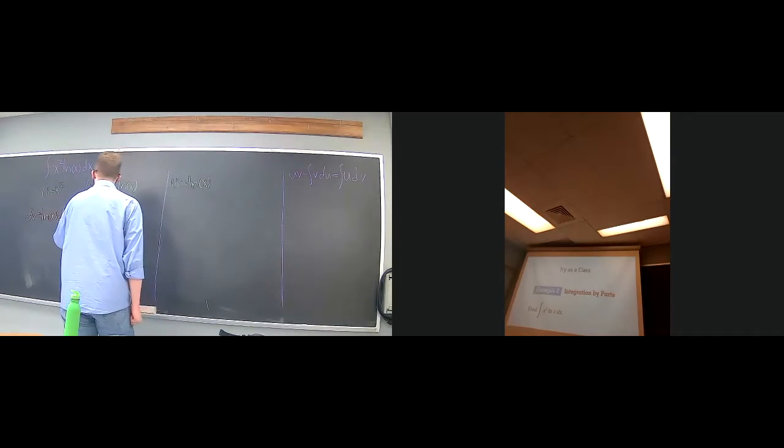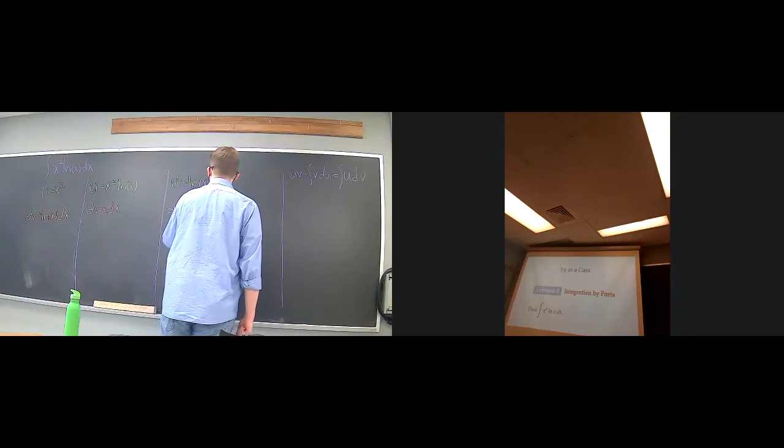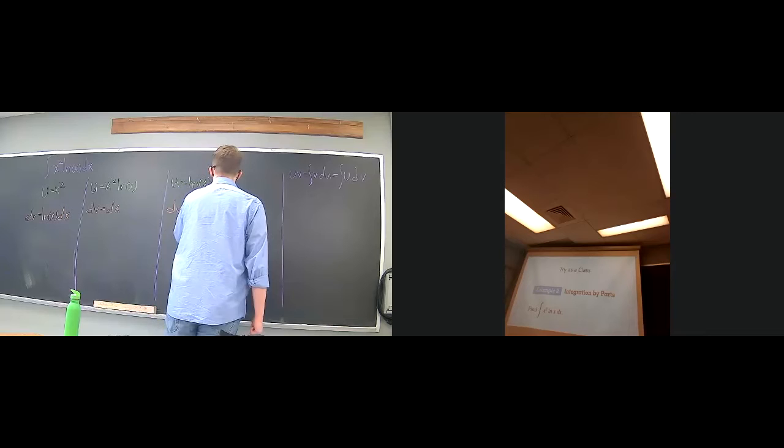I'm sorry. Okay, so if U is x squared, dV is going to be equal to the ln of x dx. If U is equal to x squared ln of x, then dV is equal to dx. And if U is equal to the ln of x, dV is equal to x squared dx.